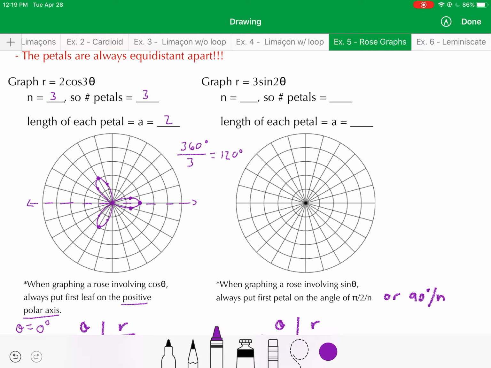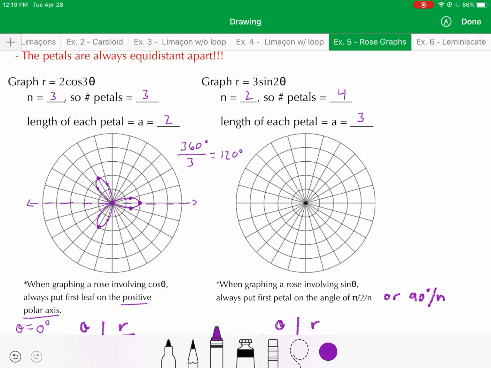Okay, second example. Here I have the n value as 2. Since that's even, my number of petals is going to be double that, 4. And the length of each petal this time is going to be, notice the a values changed to 3. Okay. Now also notice this equation has sine within it. R equals 3 sine of 2 theta.